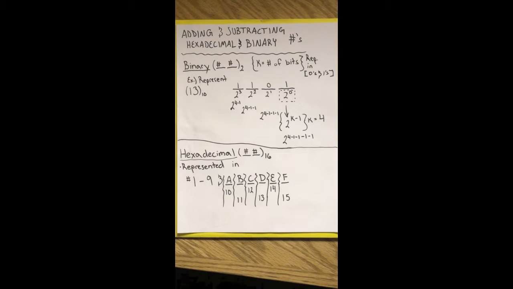1 through 9 are single-digit representations that need no substitute. However, 10 through 15 are two-digit numbers that do need substitutes. 10 is represented by A, 11 by B, 12 by C, 13 by D, 14 by E, and 15 by F.